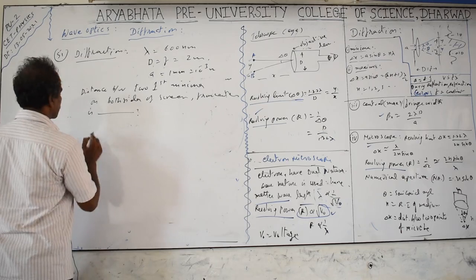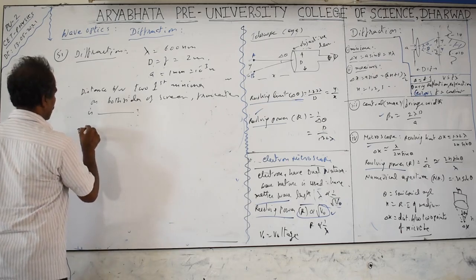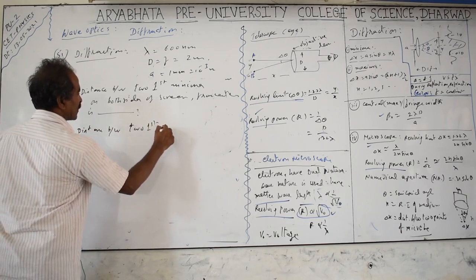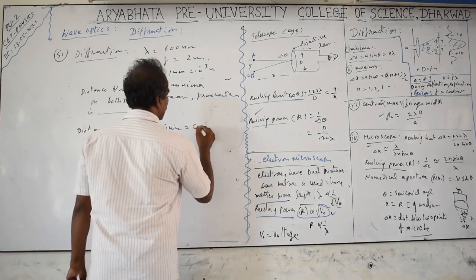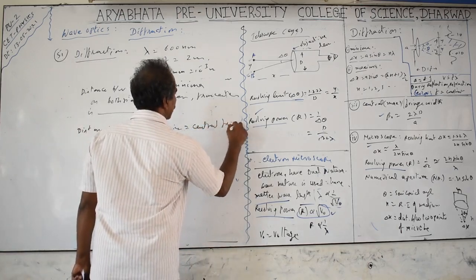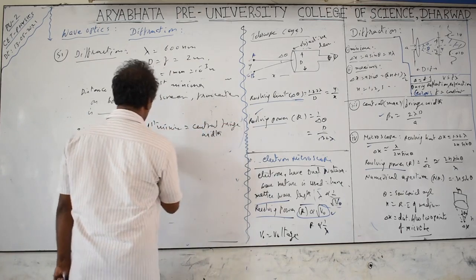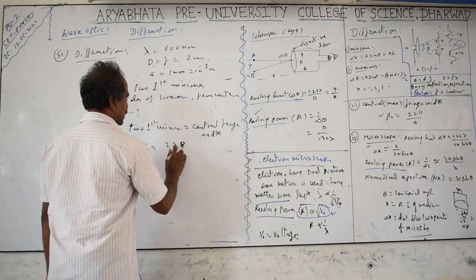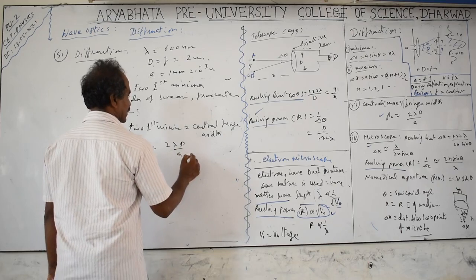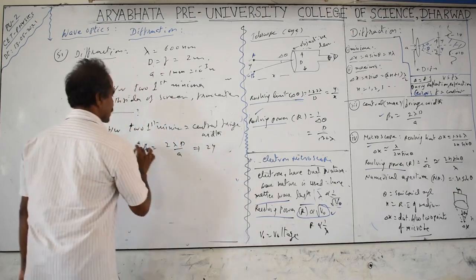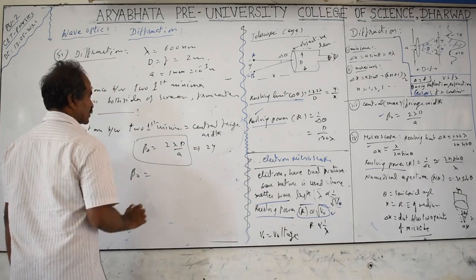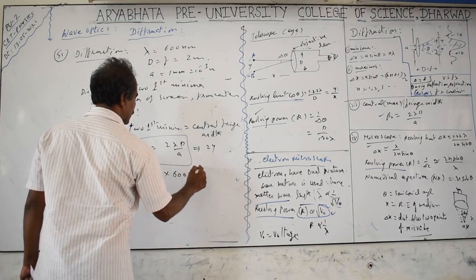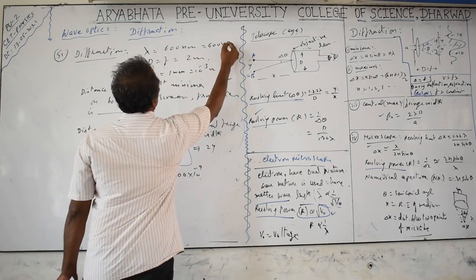As we have now discussed that relationship, the distance between two first minima is equal to the central fringe width, that is beta naught, equal to 2y, which is 2 lambda D by d, or D by a. That is beta naught equals 2 into lambda, which is 600 nanometers, 10 to the power of minus 9 meters.